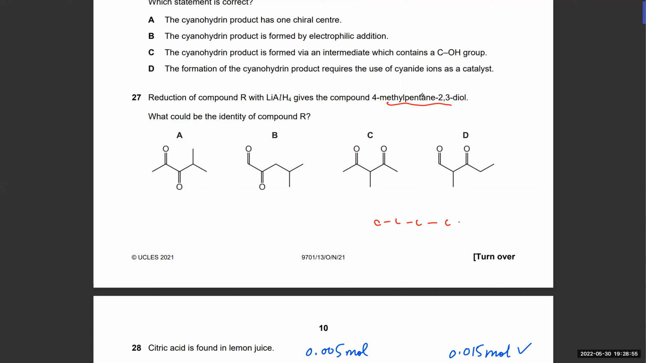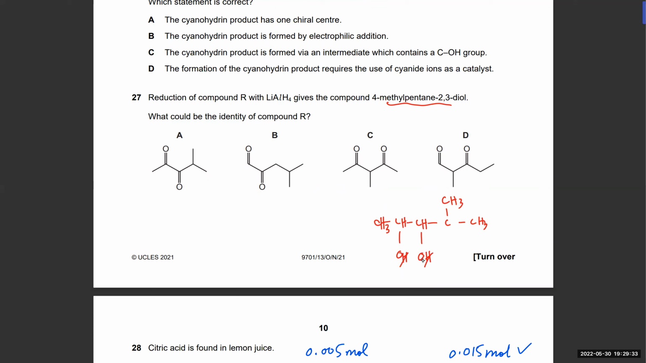Pentane-2,3-diol. So this is 2, and we've got a diol at 3, and 4-methyl. So what's 4 now? 4 is going to be this one. So 3 H's, 1 H, 1 H, and 3 H's with this one. So we've got 2 secondary alcohols, right? 2,3-diol. So what could be the only possible product? There would be ketones, right? It's a secondary alcohol, so it will turn into a ketone. So these are going to be ketones.